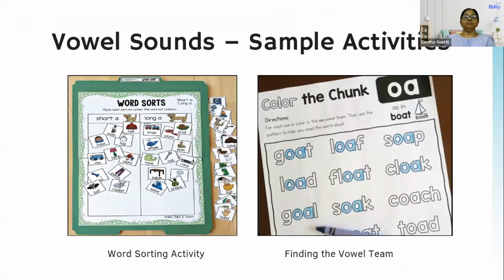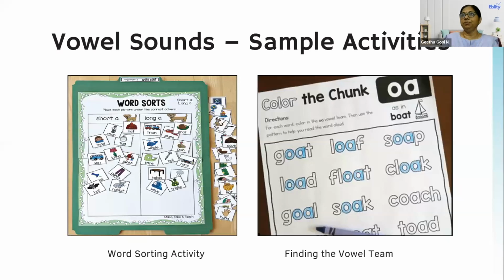Some of the sample activities are, you can give a word sorting activity. Again, this is a hands-on activity. So again, as I said, when you have introduced long vowel sounds, they may get confused. There is a little bit of confusion that happens because all this time you've been saying the short vowel sounds and suddenly now the vowel starts saying its name. So you need to give words that belong to both categories and then ask them to read it, decode the word and then sort it, whether it's a short sound or the long sound.